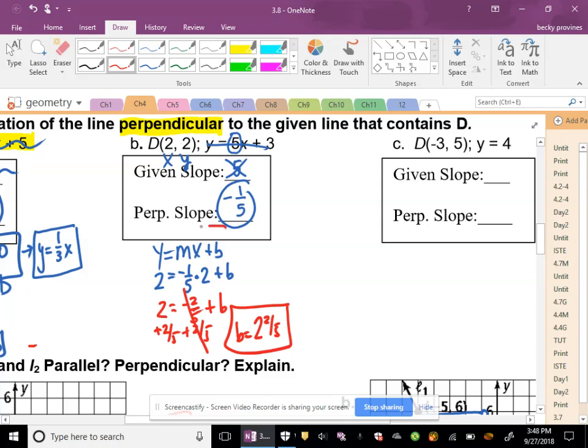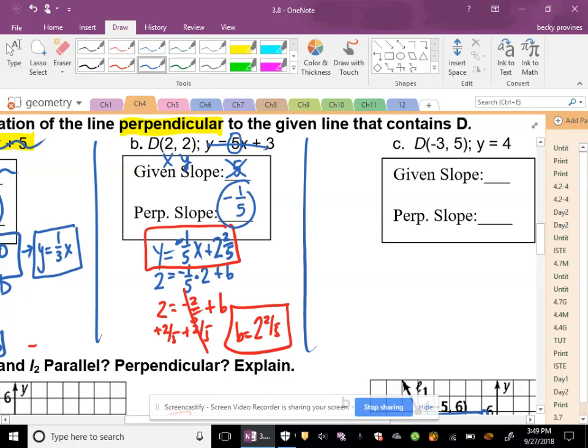Okay, so how do you finish it? I take my original equation, I take out the m, I take out the b. My new slope is a -1/5. Make sure you can see that negative. And my new intercept is at 2 and 2/5. So we're finished.